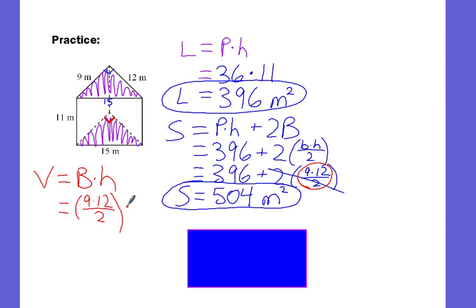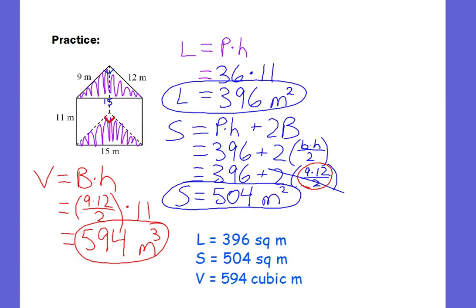Okay, and then times the height of our figure, which is 11. Be careful that you don't cross out the 2. We can't do that over here because we're not also multiplying by 2. So you have to include that part. All right, let's go ahead and simplify that. And we should end up with 594 meters cubed for volume. There you go. Let's double check all our answers here. Boom, we got it.